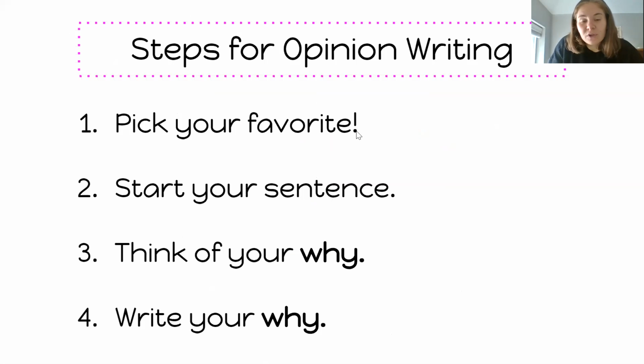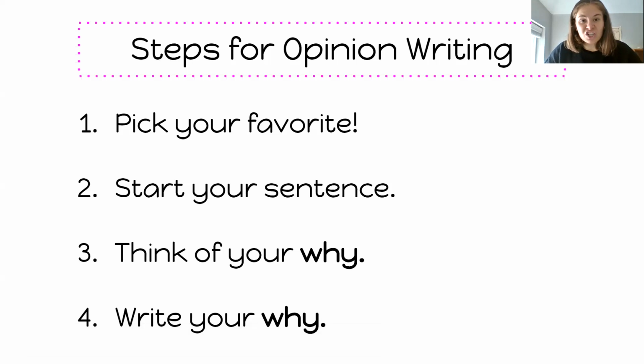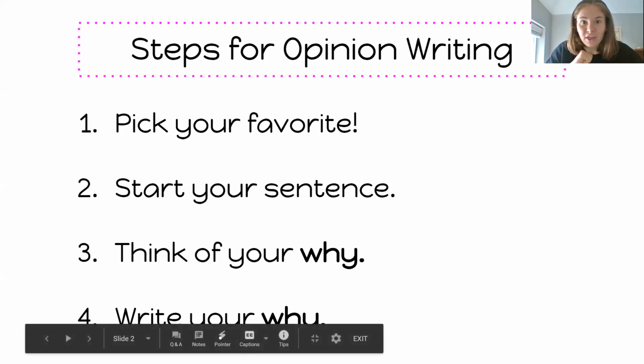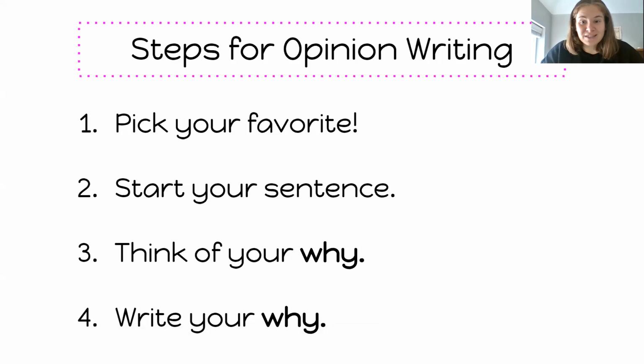So once you've chosen which one you like the best, you are going to start your sentence. So we'll make a sentence frame together and then you're going to fill in what you like. Then your job is to think of your why. When we write about opinions that we have, it's good to state what we like first, and then we explain by giving a reason why we like that thing. And then we're going to write down our why. That's step number 4. We write down the why so that the person reading our opinion writing gets to learn more about why we chose that.